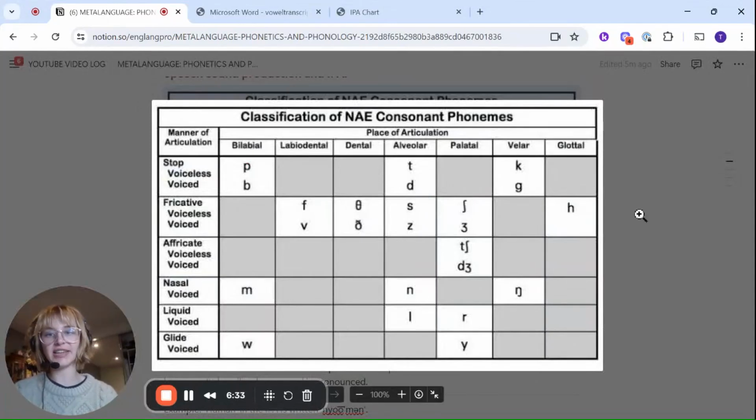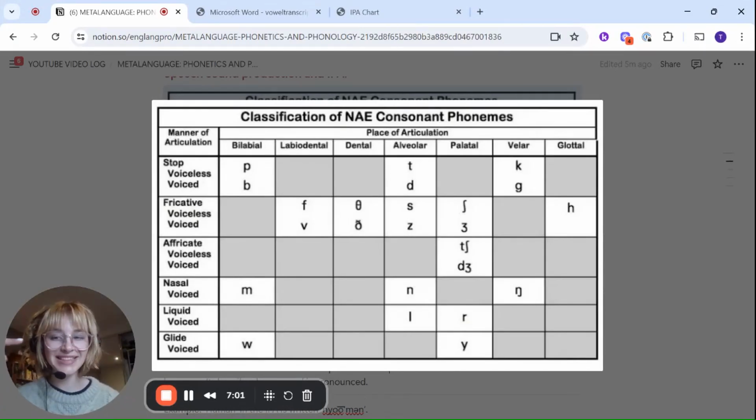As you can see, along the top we've got place of articulation on the x-axis, and we've got manner of articulation on the y-axis. And phonemes are the consonants that we're talking about, phonemes being sounds. In place of articulation, place means where in the mouth, and manner is about how the actual sound is produced. Let me explain that a little further.